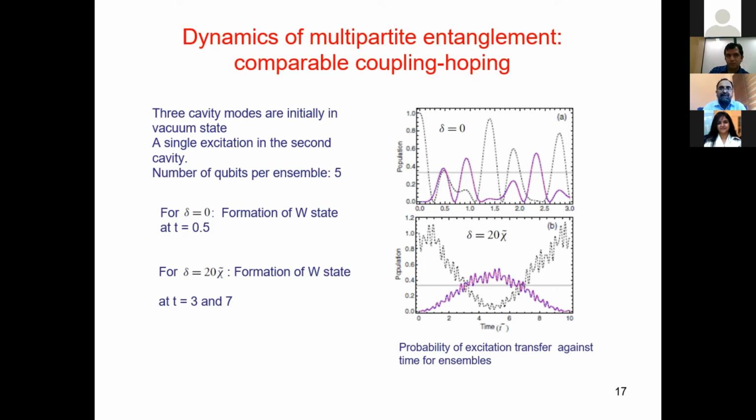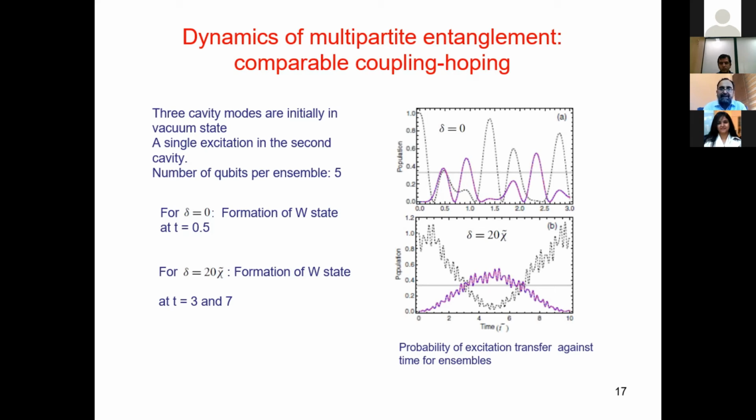So here we take the cavities to be in the vacuum, and single excitation in the second cavity. We have three cavities, and the second is in the excited state. The number of qubits is assumed to be 5, but as I mentioned, you can increase it. Now notice delta is equal to 0. Look at this purple graph. This shows the population is going into the two cavities, right? Excitation is transferring. But here, entanglement is obtained.